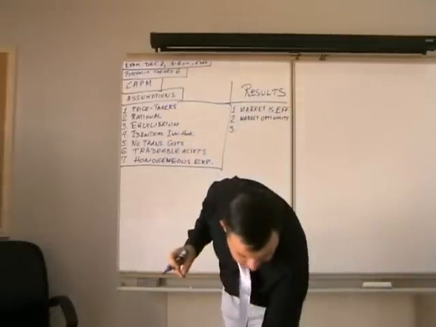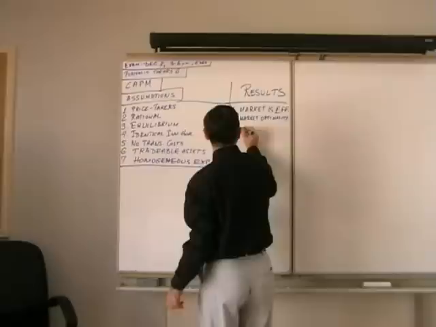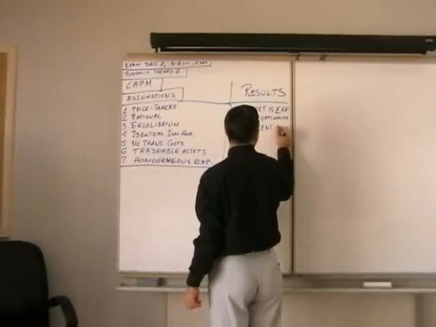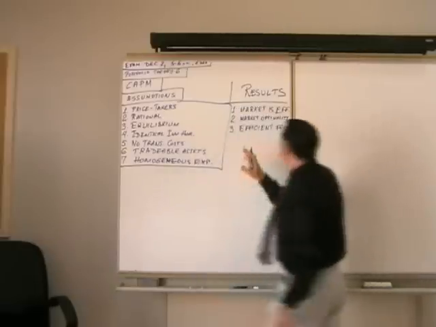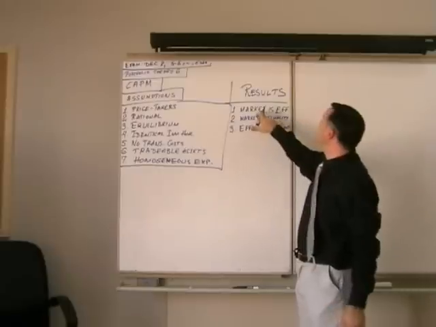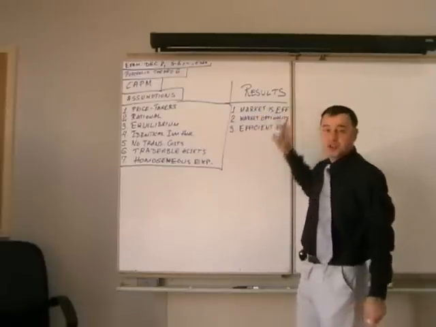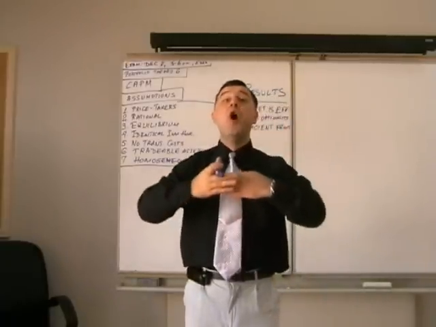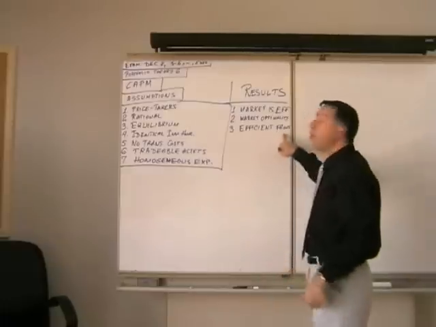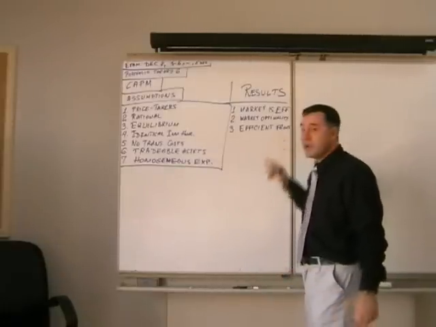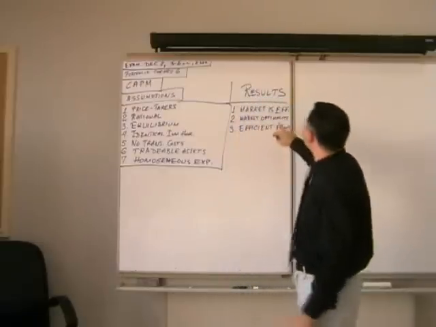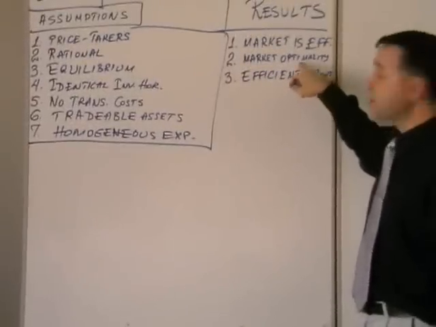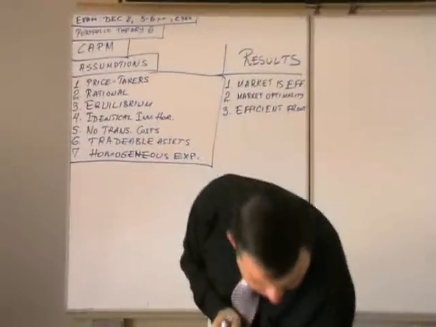The next result is that the market is on the efficient frontier. If we say it's on the efficient frontier, it already means, in a sense, that the market is efficient. It means that the market portfolio is itself on the efficient frontier. Also, it means optimality. In other words, if it's on the efficient frontier, it's an optimal portfolio. Okay, let's see what's next.